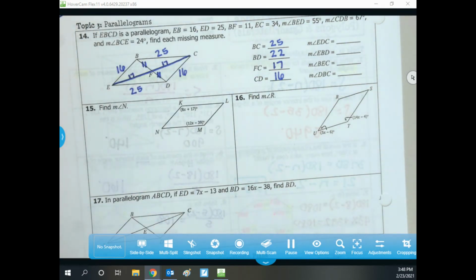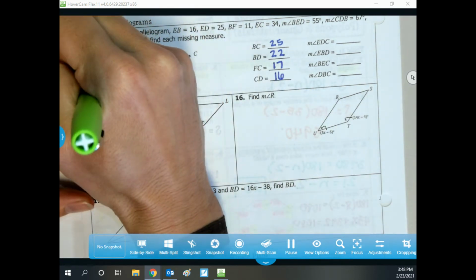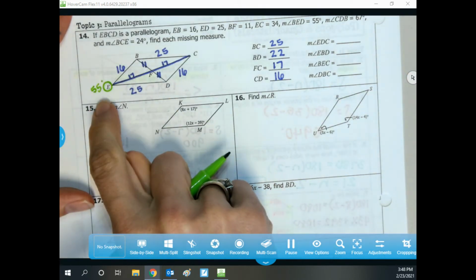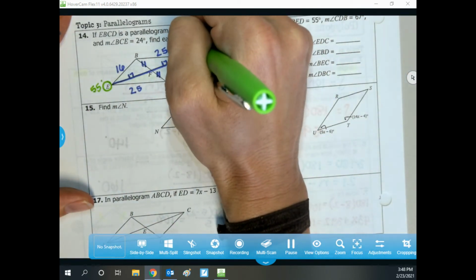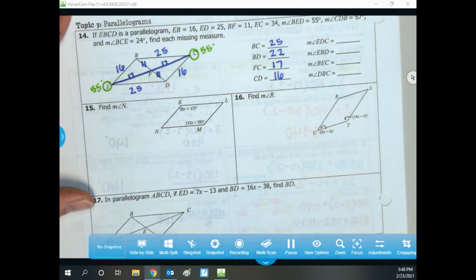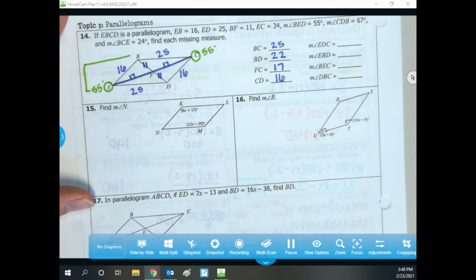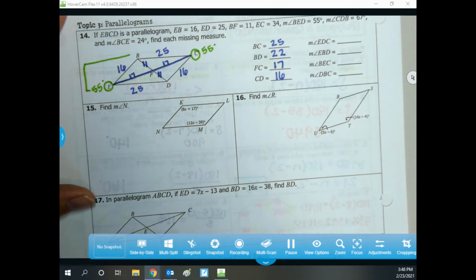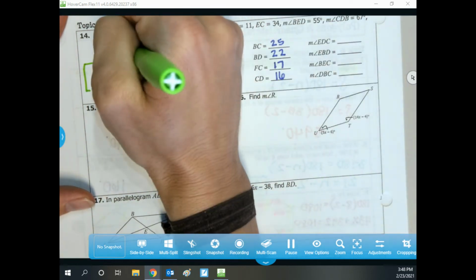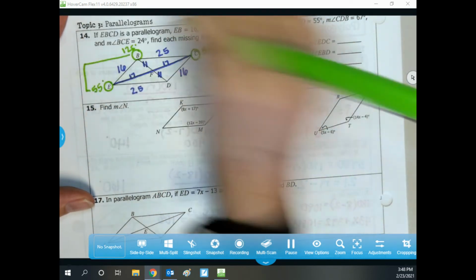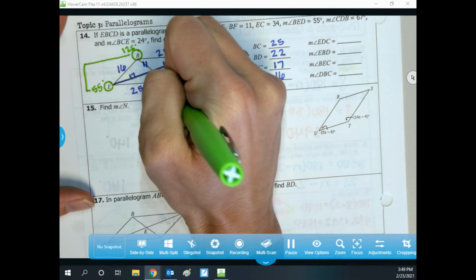All right, now we get into the hard part. We get into the angles. First thing it tells us is that the measure of angle BED is 55 degrees. So that's this whole angle down here is 55 degrees. That also means that angle C up here has to be 55 degrees. And then remember that these two angles right here have to add up to be 180 degrees. So 180 minus 55 means that that whole corner up there is 125, which means that this corner down here is 125 as well.